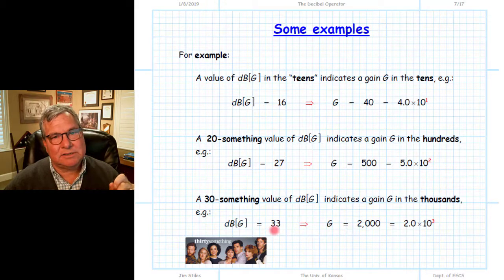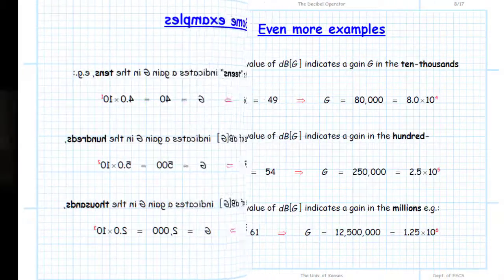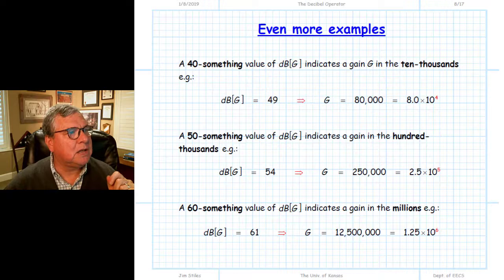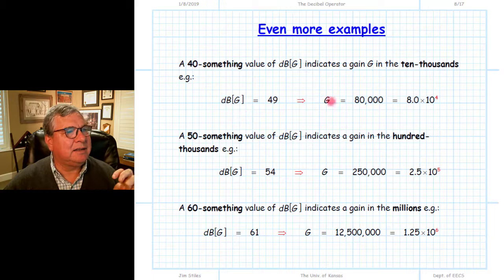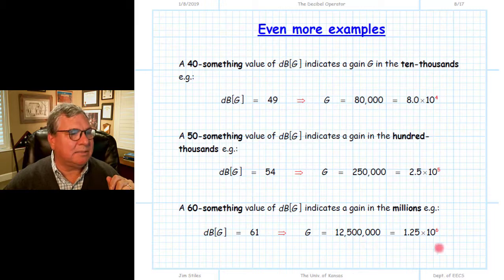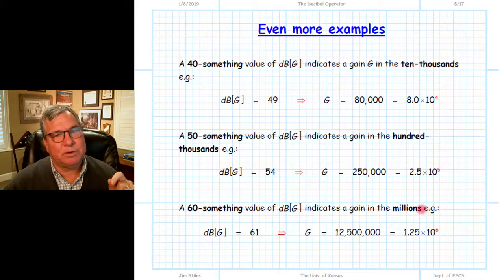If we have a gain in the 30s when expressed with decibels, that means the actual gain is in the thousands. Some more examples. If we have decibel gains in the 40s, that indicates a real gain in the tens of thousands. If the gain in decibels is in the 50s, then we have a gain in the hundreds of thousands. And if we have a gain with respect to the decibel operator in the 60s, that means we're talking about a gain in the millions. So again, this first digit, 4, 5, 6, really points to the order of magnitude. 10 to the 4th, 10 to the 5th, 10 to the 6th.